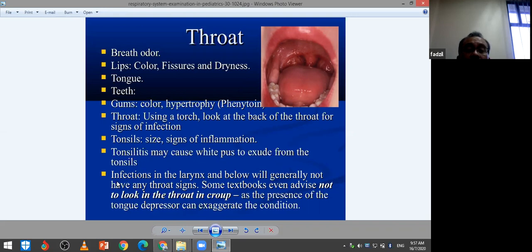But if the patient has stridor, don't examine the throat. It is a contraindication. Sometimes you can examine the throat, but you ask the ENT to examine with you. Because it is very dangerous to look at the throat if you are not familiar and the patient has stridor. You can exaggerate the stridor and worsen the condition.